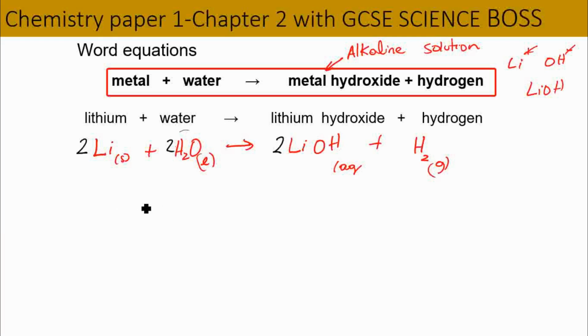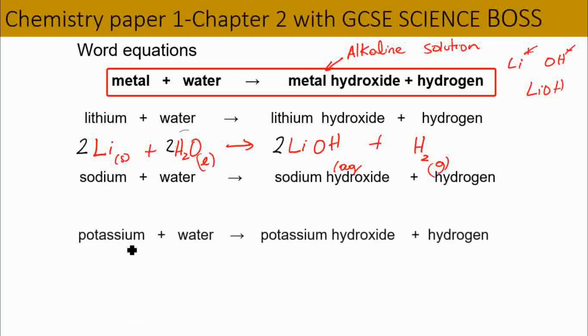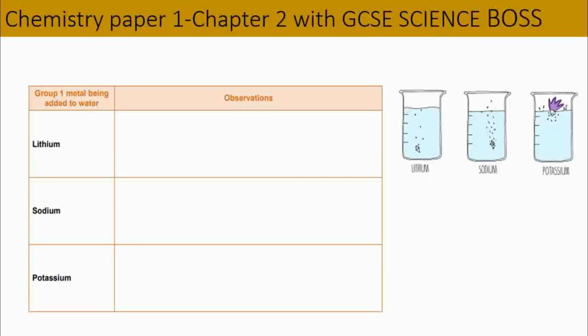Okay, good. So what is formed here is called lithium hydroxide. If you have a look, sodium will react to form sodium hydroxide and hydrogen, and potassium will react with water to form potassium hydroxide and hydrogen. Have a go at writing those balanced equations, okay, with state symbols. All right. Okay, let's start again.